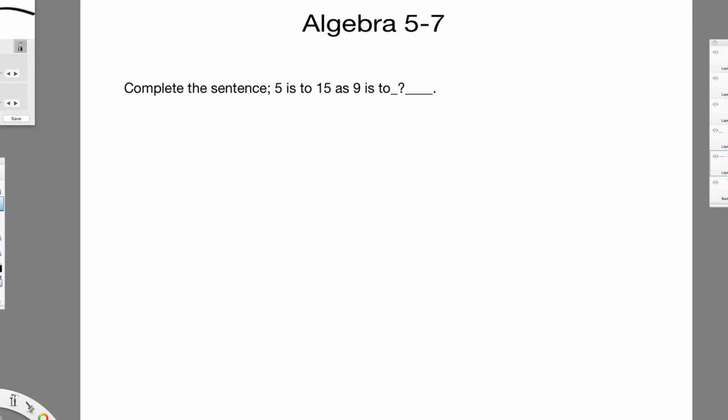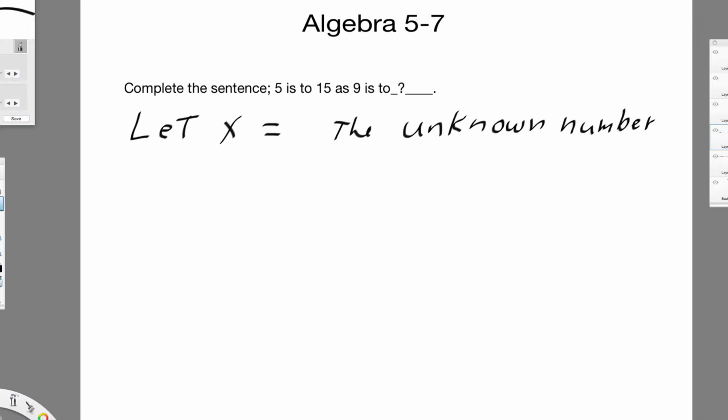Well, the first thing to do is we want to label it with a variable of some type. So we're going to let x equal the unknown number. And now I would like to write this as a fraction. So 5 is to 15 as 9 is to x. I'm saying it as I write it so I can keep track of what's going on. So this is my relationship here: 5 is to 15 as 9 is to x.